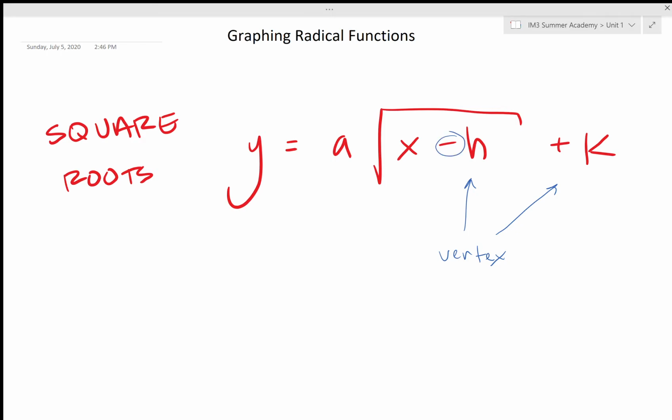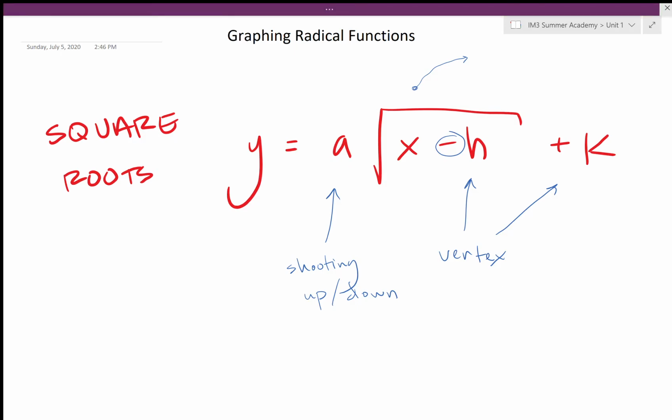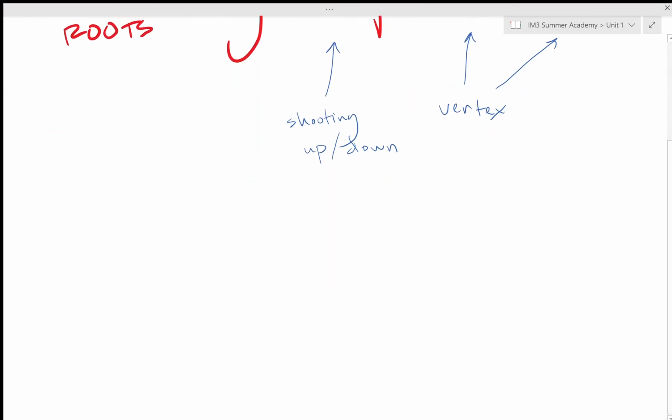A is going to give us some information. Usually it's going to tell us whether this is shooting up or down. It's going to give us direction. Now square roots, I may refer to these in the future as shooting star shapes, kind of follows this square root symbol here. Generally it's going to look like this and kind of shoot off into a direction. So what we're going to do is just do very general graphs of these.